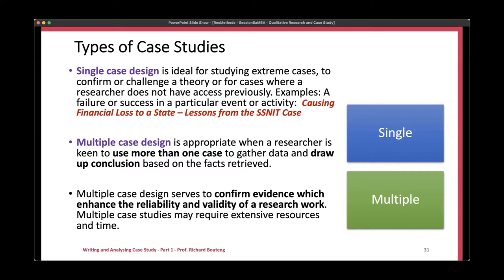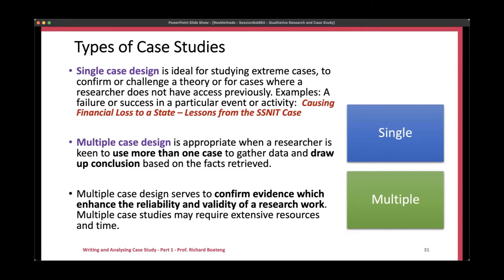Now, a multiple case study is appropriate when a researcher is keen to use more than one case to draw out a conclusion. So he doesn't want to bring an intervention, because in such a scenario the intervention needs more data to be understood. So what you do is have different cases in which you ask yourself: this occurrence here, is it because of A? Or is it just because A happened to be there?